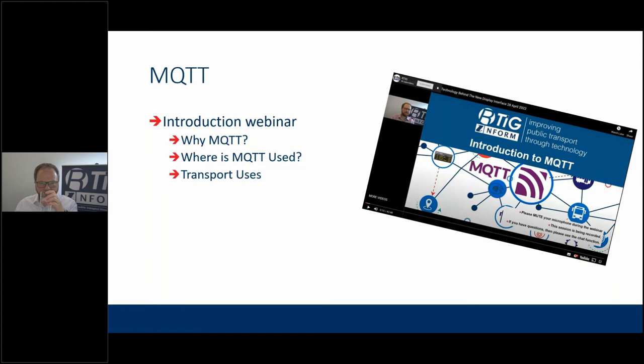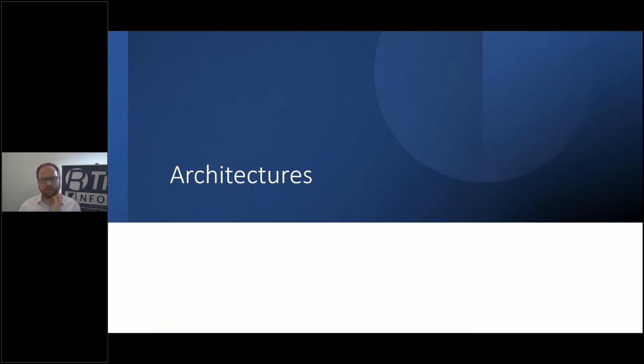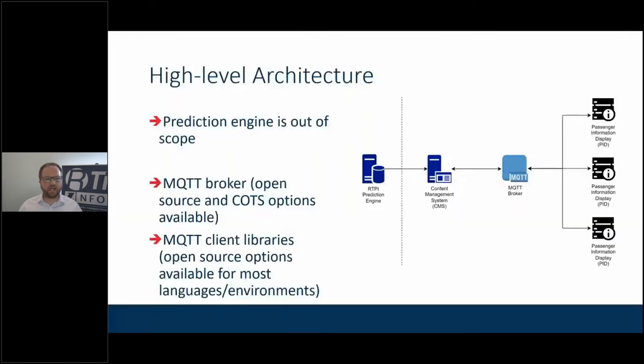So what have we done from an architecture point of view? What have we thought about in the ways that this might work? How does it fit in with things that you may already be familiar with within your real-time system implementation? At a high level, if we look at what you might have, you've probably got a prediction engine somewhere, somebody will, that's creating a countdown time, merging prediction, timetable data and location data, providing it into a content management system. For the purposes of the protocol, the link between the prediction engine and the content management system is out of scope. We're not looking at that.